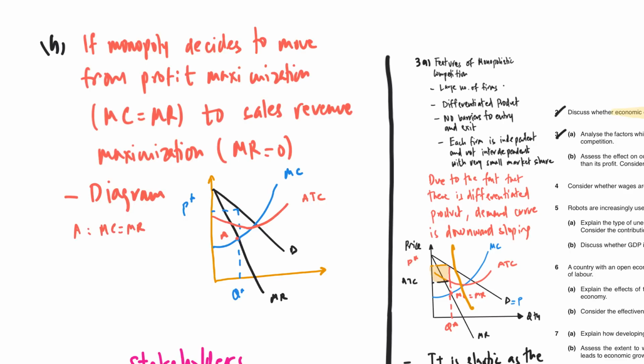But if you want to maximize revenue, then you will produce at point B, which is where MR equals 0. At point B, your price will go down from P star to P1, your quantity will go up from Q star to Q1, and that is the point where total revenue is maximum. So when you move from MC equals MR to MR equals 0, your profit will go down, your price will go down, and the quantity produced will go up.